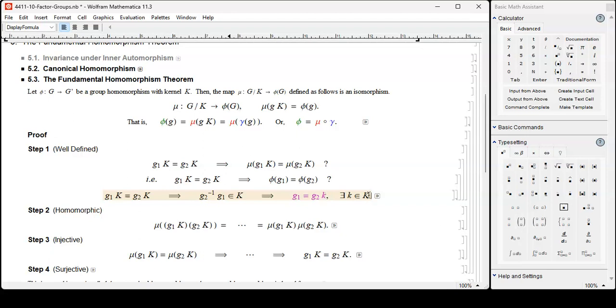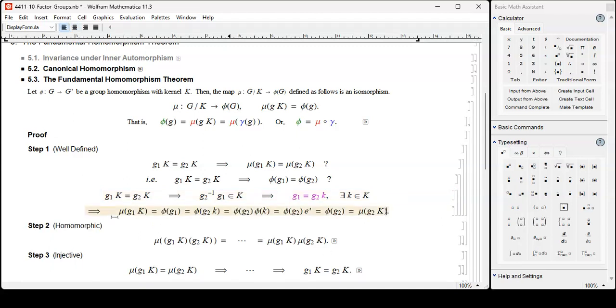g1 can be written as g2 times k. Or you could have written g2 as k times g1. Either way. And how do you apply that? Well, here we go. Mu of g1k is phi of g1, okay? And that phi of g1 is phi of g2k, as you saw from this critical observation, which I highlighted in purple, excuse me. And now it's pretty easy. Phi of k is just e prime because k belongs to the kernel, and we end up with phi of g2, or mu of g2k. All good?